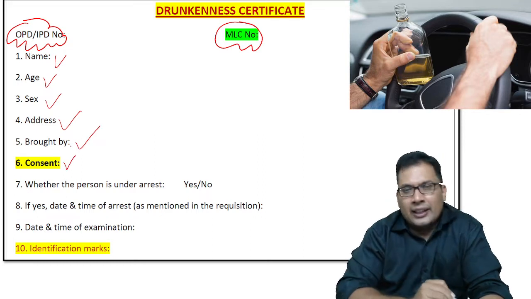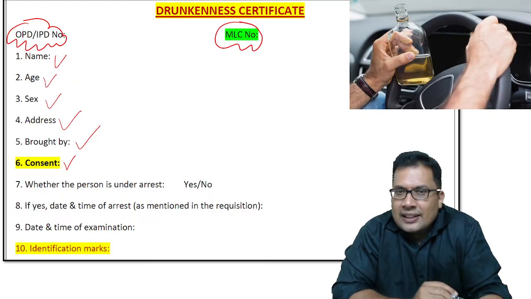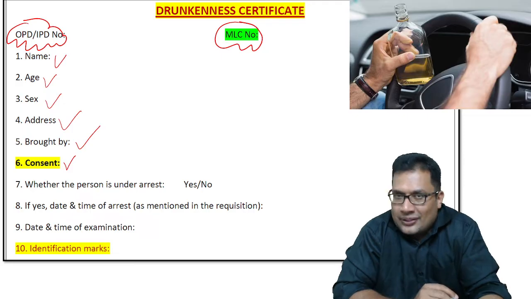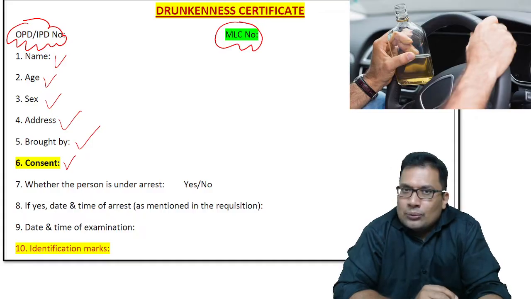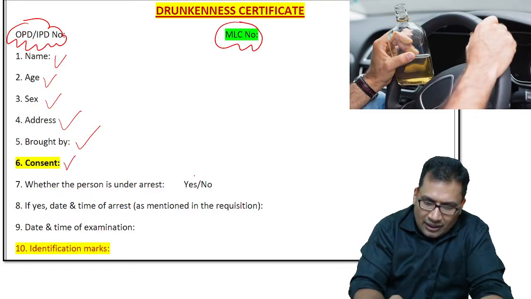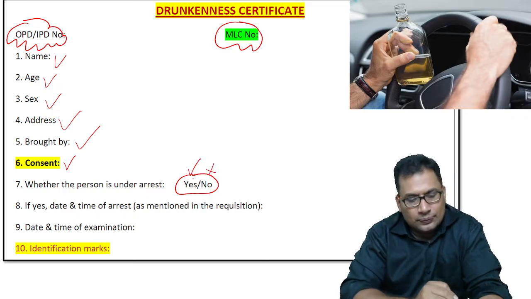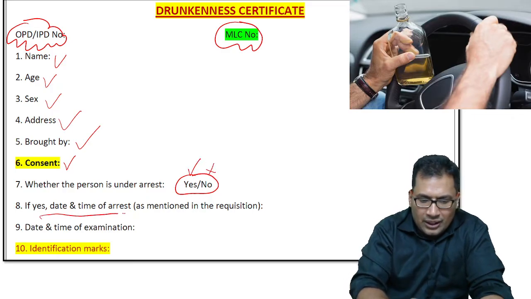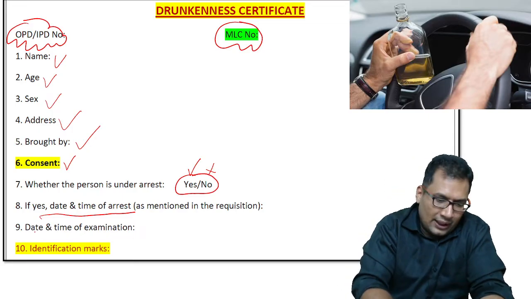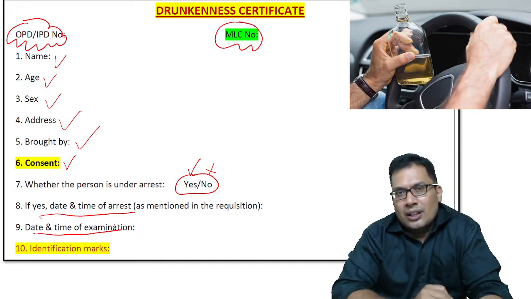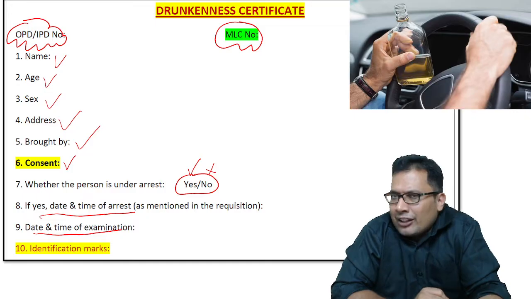consent. You can take the written consent, but in some cases, consent is not required if he is an arrested person. Sometimes you can apply a reasonable force also. Whether person is under arrest, yes, we can write yes, no means no. Date and time of arrest, that is important, date and time of examination. It is all related to the metabolism of alcohol, the time that can affect the metabolism.